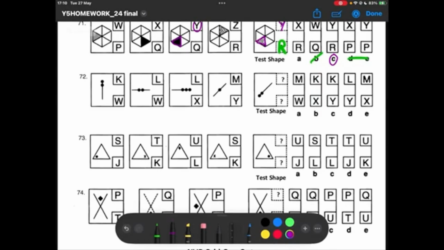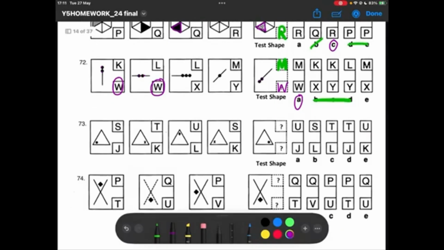Next question. These two both have an L as the first letter, and what do they both have in common? This line is horizontal. In the test shape, the line is diagonal, same as this one. First letter here is an M, so the first letter will be an M, so we can rule out those three. Now on to the second letter. These two both have a W, and they both have two black circles. The test shape also has two black circles, so the second letter will also be a W, MW, so the answer is A.